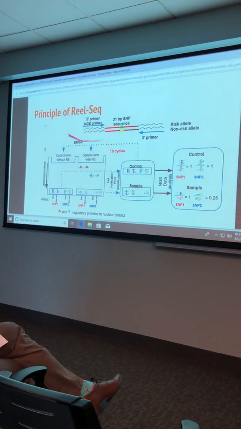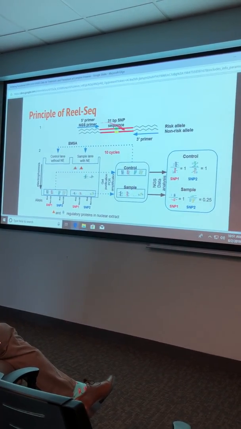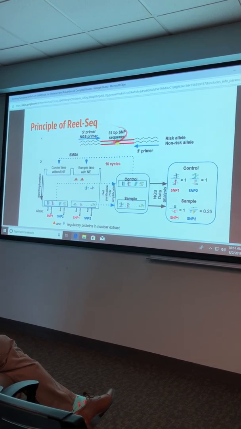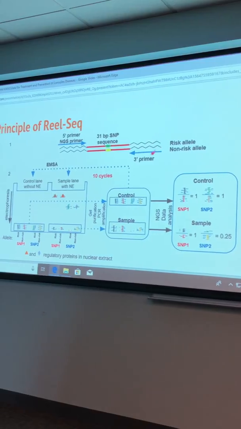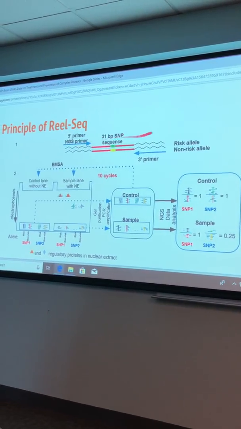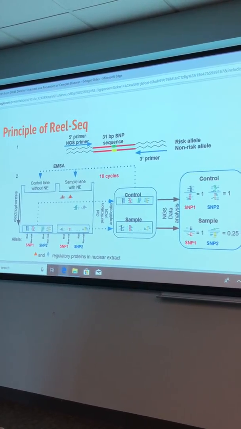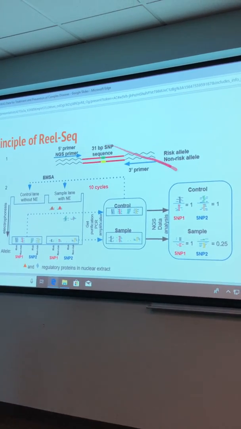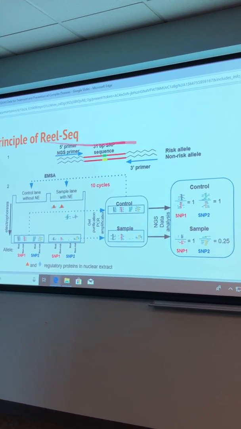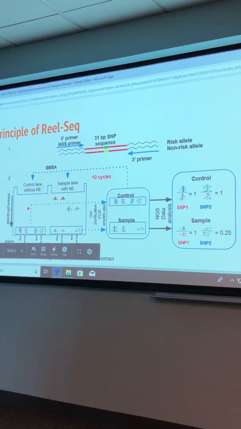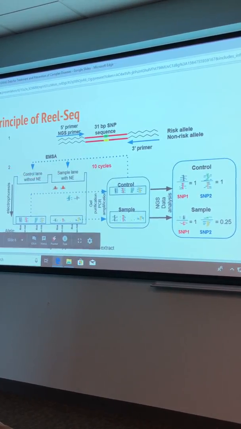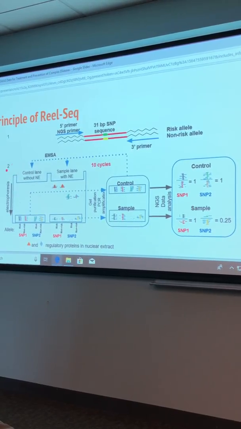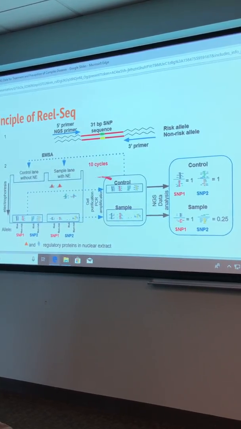But here is the principle of RealSeq. We have the 31 base pair SNP sequence. So this would be their PCR here. We have the 3' primer and the 5' primer. We have 2 different alleles, the risk allele and the non-risk allele. And so we would amplify this DNA through PCR so we could analyze it through EMSA, electrophoretic mobility shift assay, EMSA for short. So here's step 1, here's step 2.